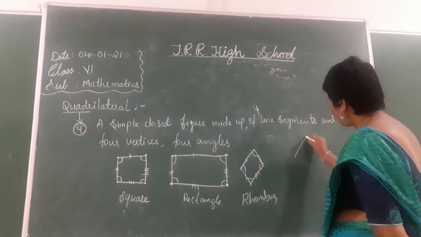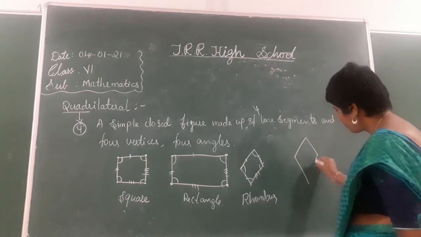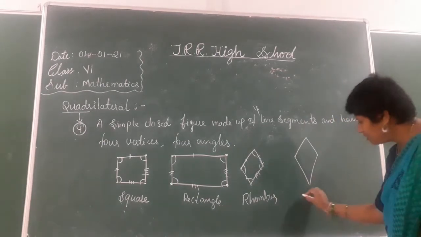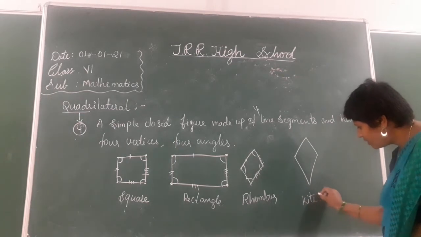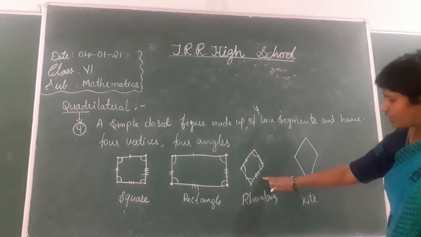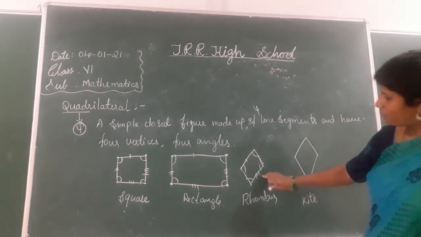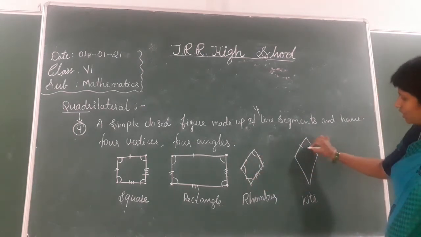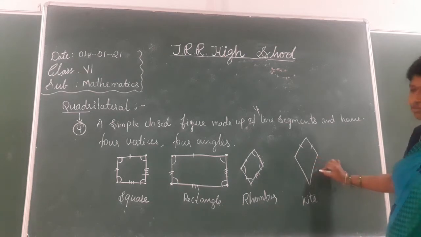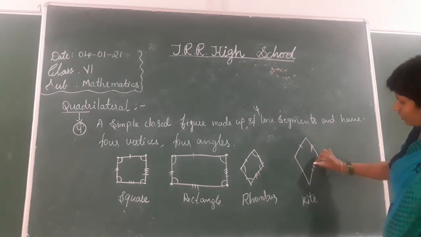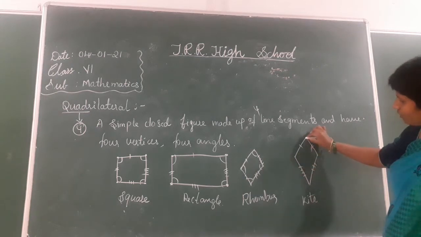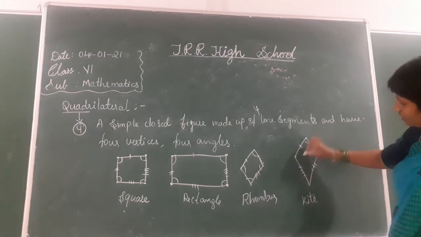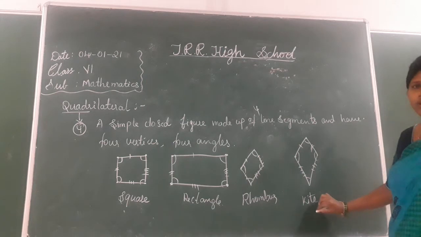If you take a kite, this is called a kite. There is a difference between the square, the rhombus and the kite. For a rhombus, all sides will be equal. But if you take a kite, only these two sides are equal and these two sides are equal. So how many sides does it have? 1, 2, 3, 4. Four vertices and four angles. So it is a kite.